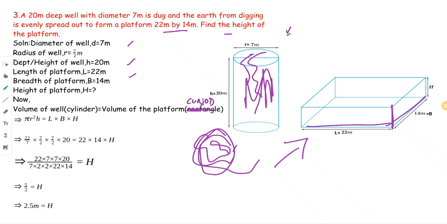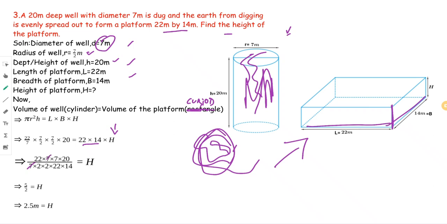So volume of the well, what is the formula? Pi r square h. Volume of a cuboid is length into breadth into height, right? So pi is 22/7, diameter given to us is 7, which means radius will be 7/2 square, right? So 2 times height is given to us 20. Then the length of the platform is 22, breadth is 14. We're asked to find the height. So once again, we're trying to find its height. So this 22 into 7, we'll do cross multiplication. It will go down to the denominator. Okay, now let's start division.